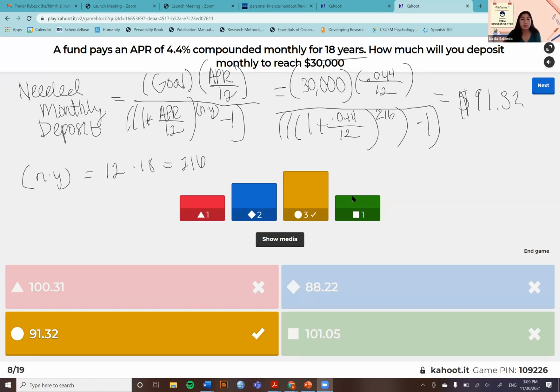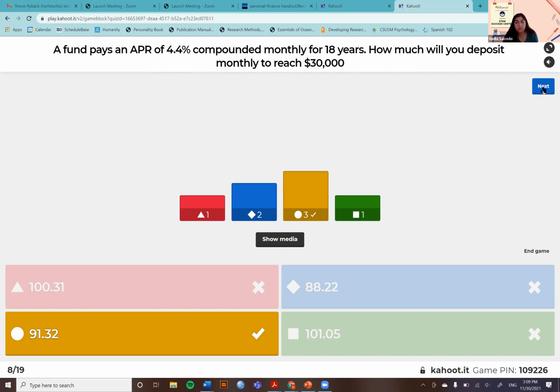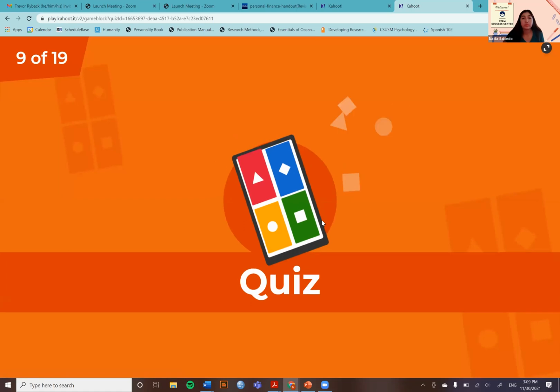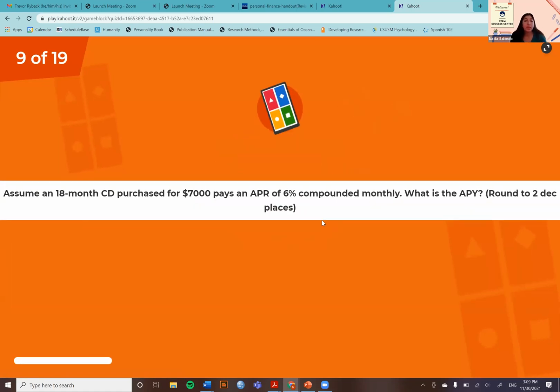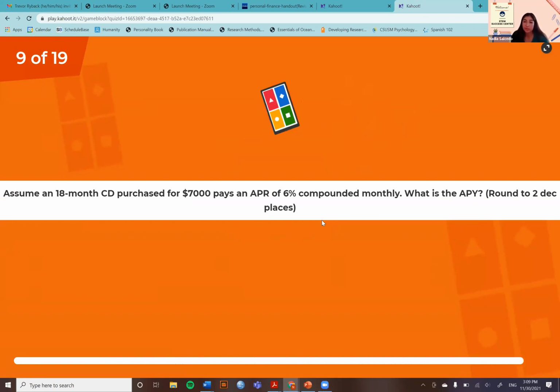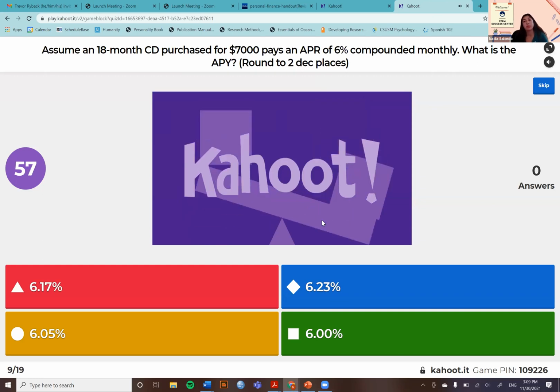All right, if there's no questions, I'll go ahead and go on. Okay, assume an 18-month CD purchased for $7,000 pays an APR of 6% compounded monthly. What is the APY? Round to decimal places. Always make sure to see what they're asking. In this case, they're asking for the APY. So what formula would we need for that?